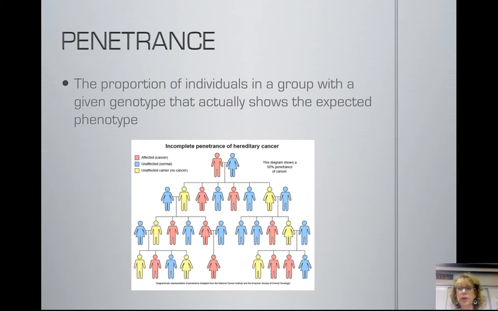Penetrance is the proportion of individuals in a group with a given genotype that actually shows the expected phenotype. People can have genotypes and it may not be expressed. For example, there are a lot of genes that predispose us to different types of cancer. Some people that carry those genes may never get that cancer. So penetrance is the amount of people that carry that gene that actually get cancer.